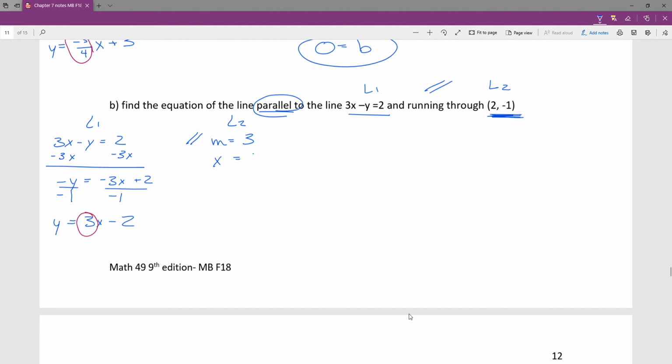I've got an x value of 2 from my ordered pair. I've got a y value of negative 1, and as usual, I don't know what my b value is. So in order to figure out my b value so I can give the equation of the line, I'd start with my framework equation, sub in everything that I can, and solve for b.